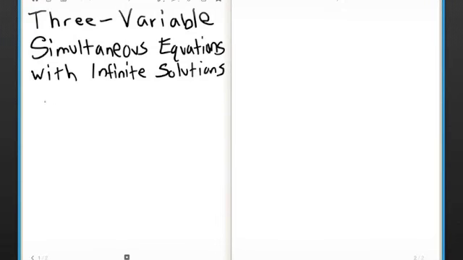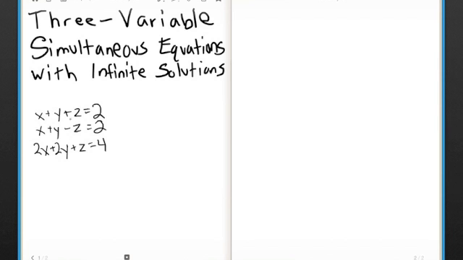Let's continue going through three variable simultaneous equations here, and this time we're going to see equations that result in infinite solutions. Last time we saw equations that resulted in one solution, one XYZ pair, or no solution. So let's take a look at why this is infinite solutions.